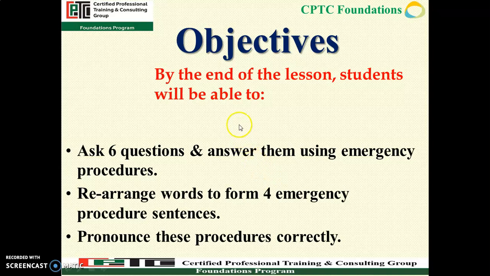So the objectives of this lesson today, we have three objectives. The first one is to be able to ask 6 questions and answer them using emergency procedures. Second objective is to rearrange words to form 4 emergency procedure sentences. That is, you have words and you should put them in the right order to form complete sentences. And the last objective is to be able to pronounce these procedures correctly.